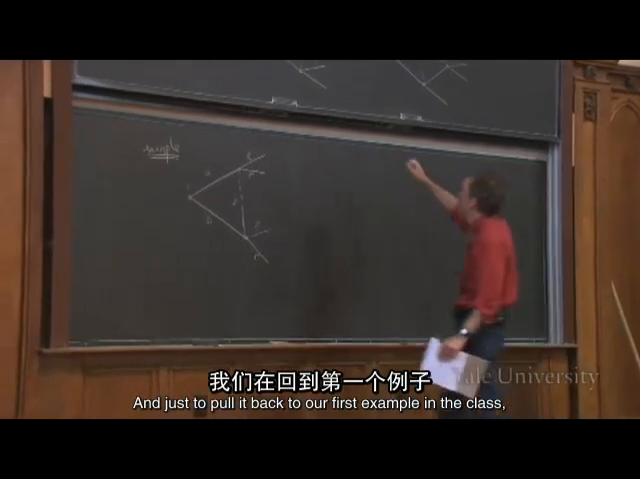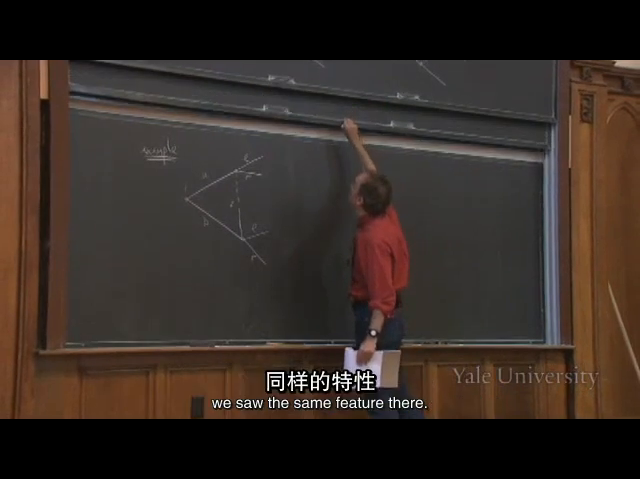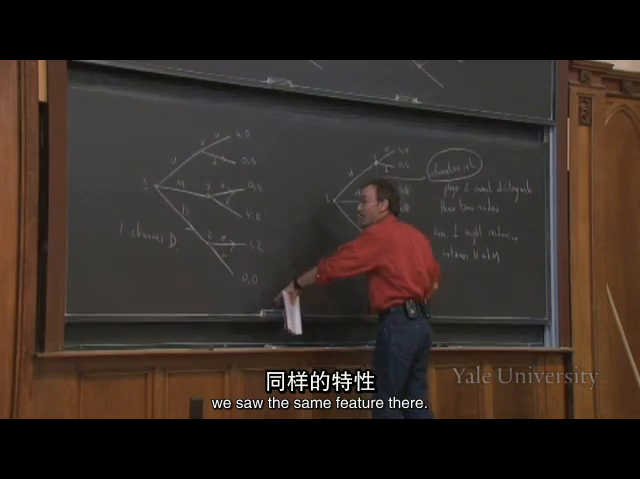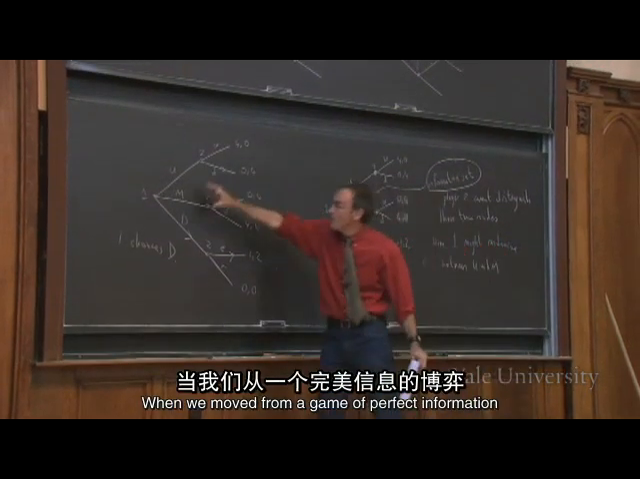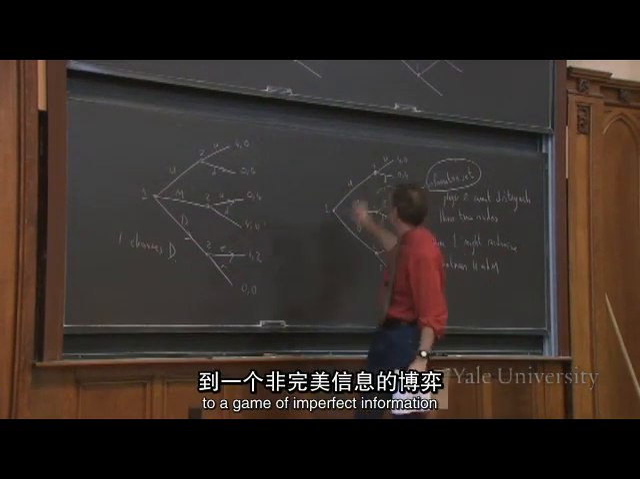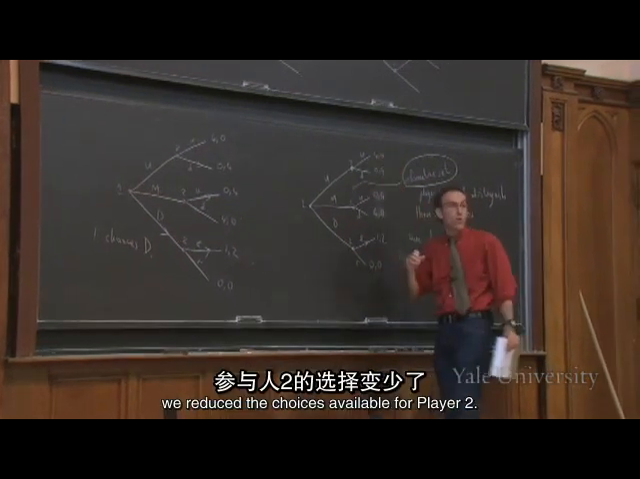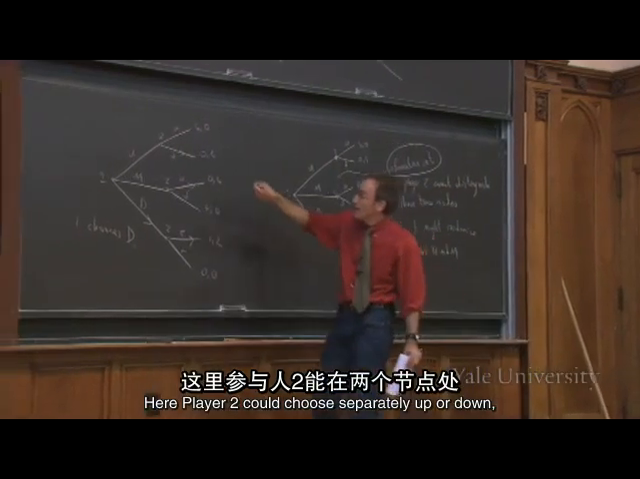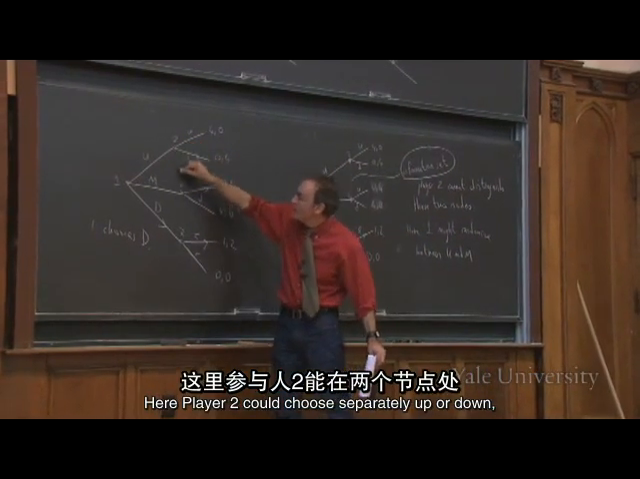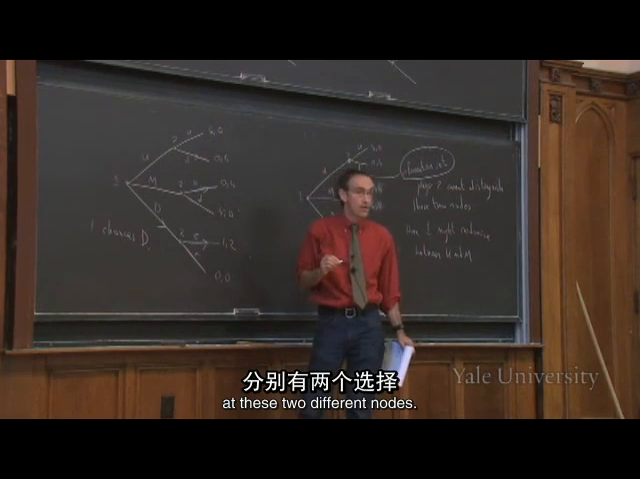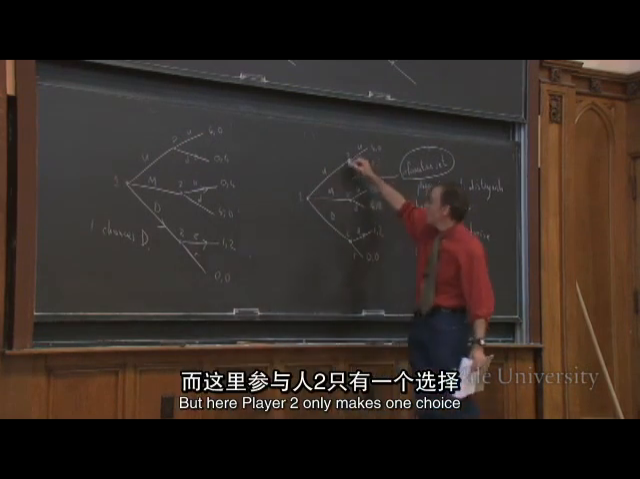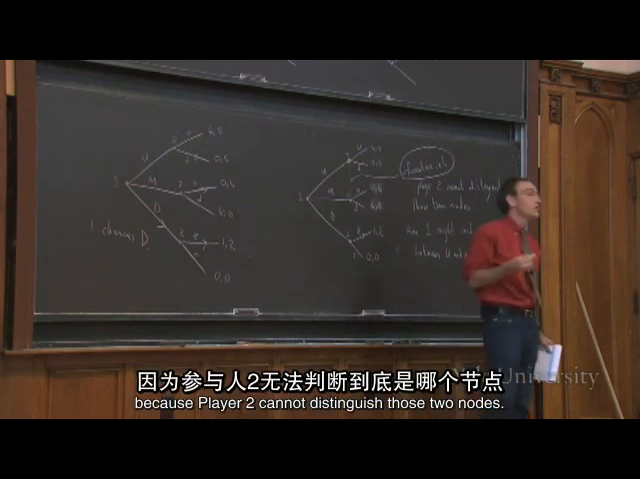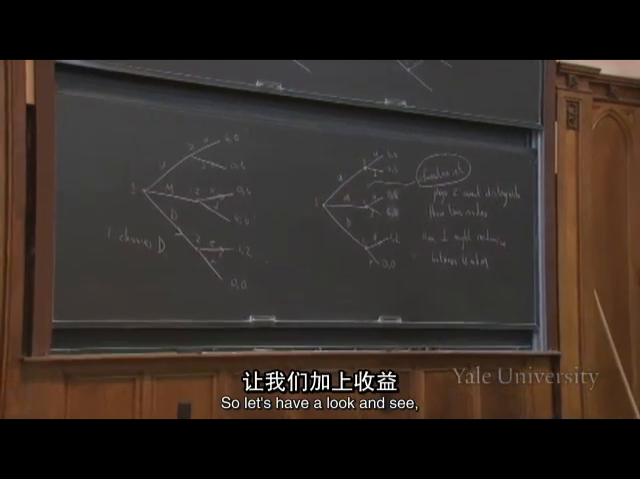And just to pull it back to our first example in the class, we saw the same feature there. When we moved from a game of perfect information to a game of imperfect information, we reduced the choices available for player 2. Here, player 2 could choose separately up or down at these two different nodes, but here, player 2 only makes one choice that has to apply to both nodes, because player 2 cannot distinguish those two nodes.